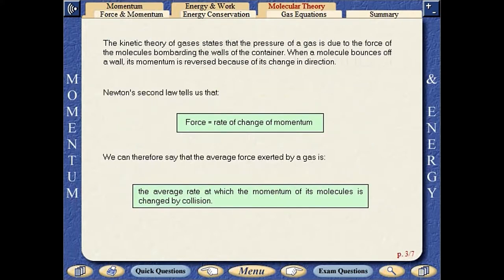The kinetic theory of gases states that the pressure of a gas is due to the force of the molecules bombarding the walls of the container. When a molecule bounces off a wall, its momentum is reversed because of its change in direction. Newton's second law tells us that force equals the rate of change of momentum. We can therefore say that the average force exerted by a gas is the average rate at which the momentum of its molecules is changed by collision.